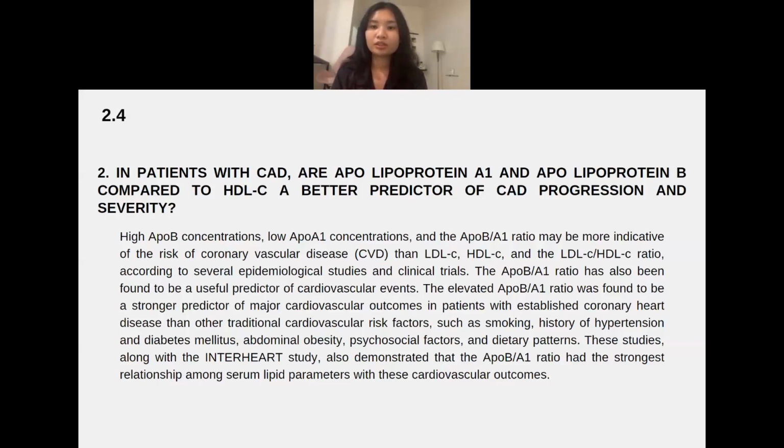These studies, along with the head-to-head study, also demonstrated that the ApoB/A1 ratio had the strongest relationship among serum lipid parameters with these cardiovascular outcomes.